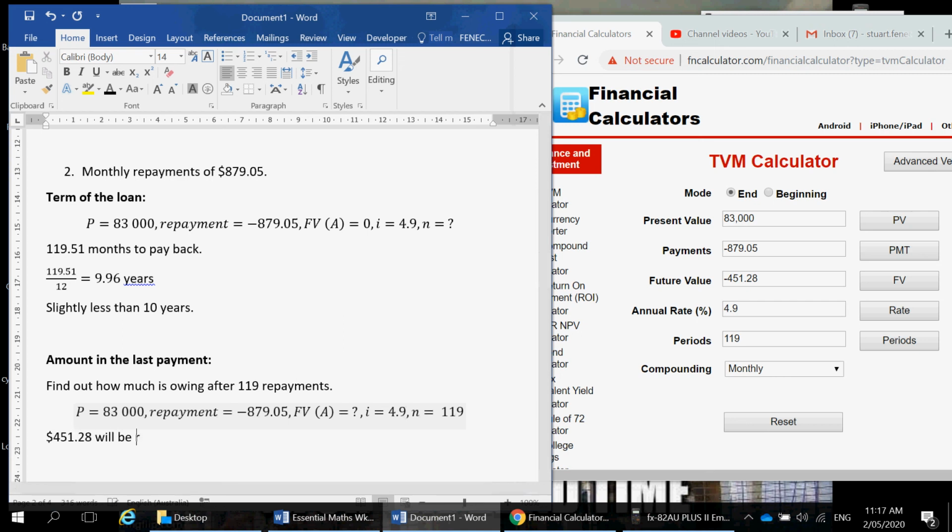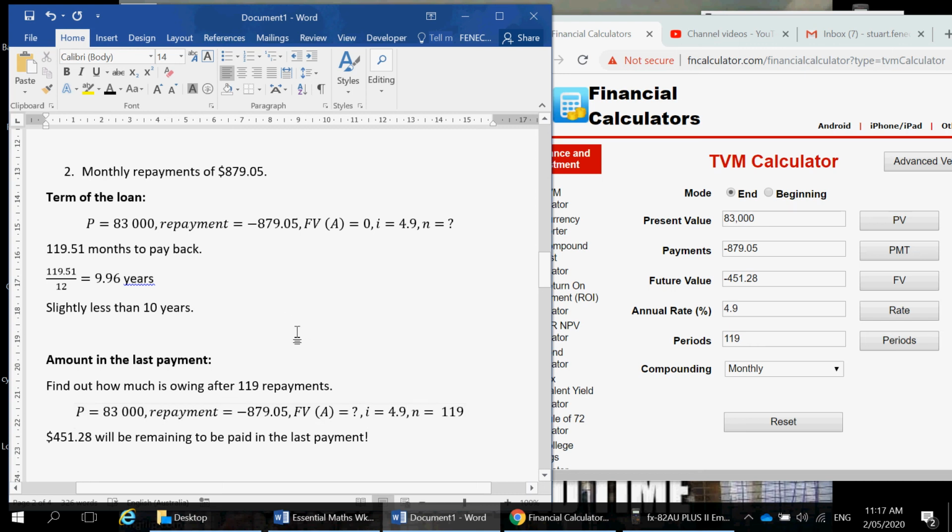$451.28 will be remaining to be paid in the last payment. Right? So your last payment is going to be approximately $451.28. Cool. Now remember, the normal repayments are $879.05. So yes, that's your part payment. The last one will be a part payment and it will be less than the normal monthly amount. That was the second scenario.